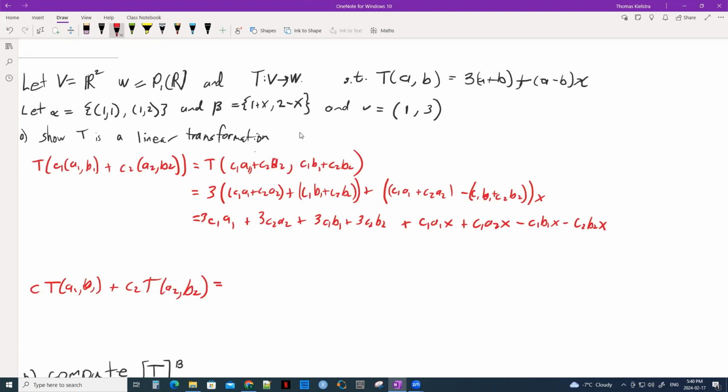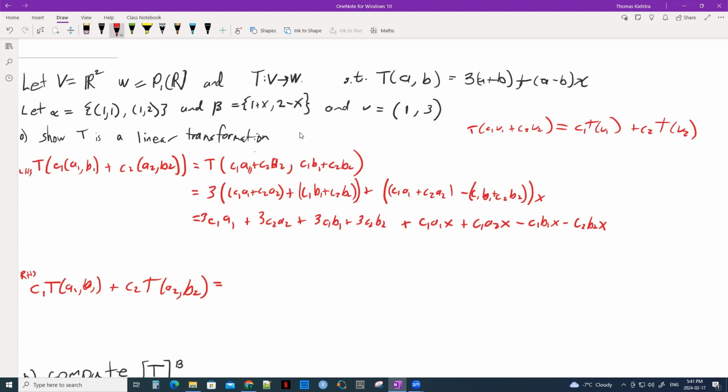And now here we're going to leave this as is, and take a step to look at our right-hand side. So this is the left-hand side, and this is the right-hand side. Remember, we're trying to show that T of c1v1 + c2v2 is equal to c1T(v1) + c2T(v2) to prove it's a linear transformation.